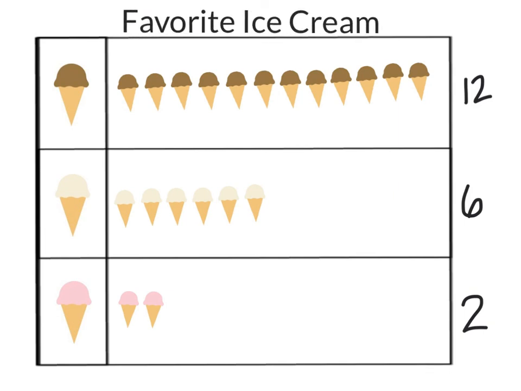So favorite ice cream types are right there. This is a picture graph that tells us about different types of ice cream. Do you feel like you could use a picture graph to help answer questions now? Yeah. Good deal.